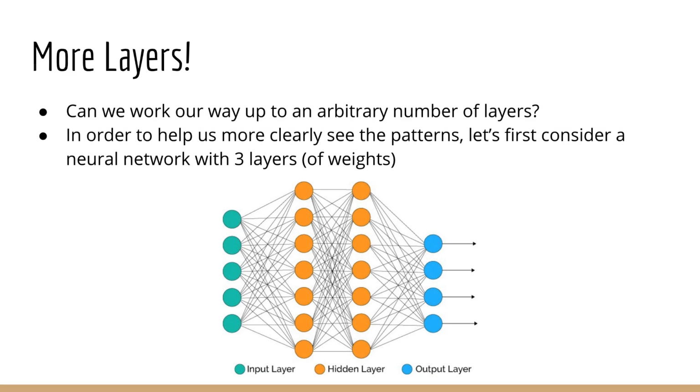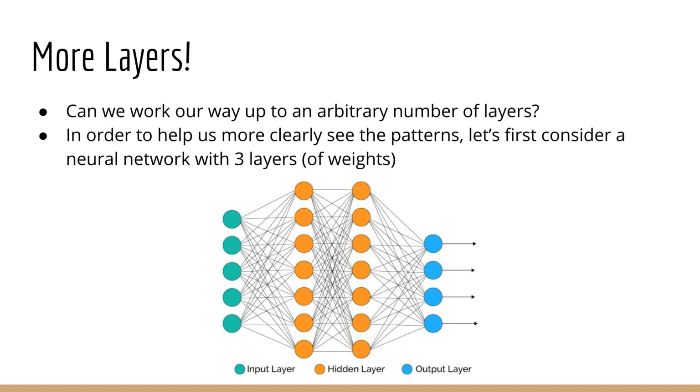Now this is where the fun begins. What happens if we want to train a neural network with an arbitrary number of hidden layers? Luckily, we can derive more general rules than what we've discovered so far. In order to help us see what these rules are, let's first try to derive the gradients for a neural network with 3 layers of weights.